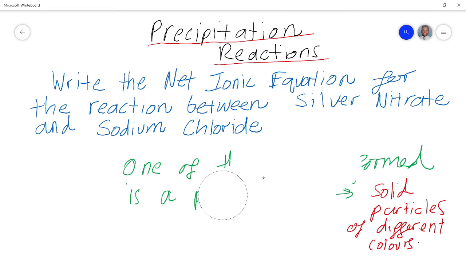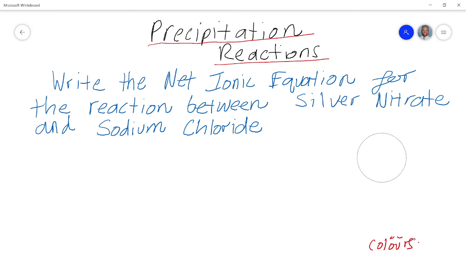And I'll just give you a simple diagram, just to represent what could happen, all right? So let's say, for instance, we have a situation where we've got two reactants, okay? So I'm going to read this question out here for you. Write the net ionic equation for the reaction between silver nitrate and sodium chloride.